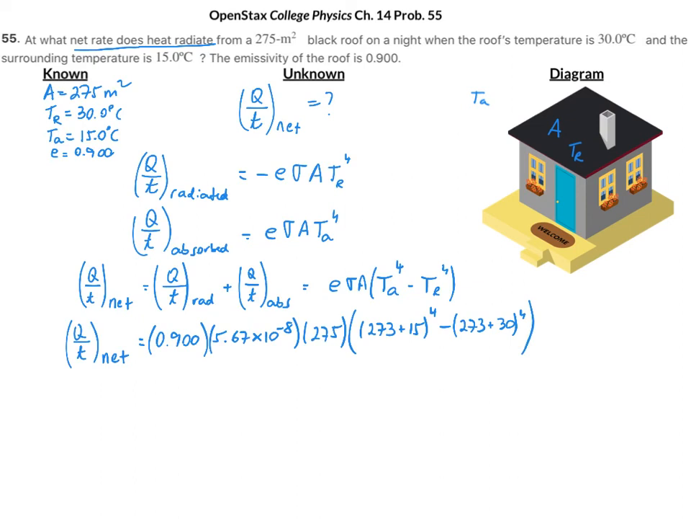And when we multiply the numbers together, we end up with negative 2.17 times 10 to the fourth watts. So that means that the roof is losing energy at a rate of 21.7 kilowatts.